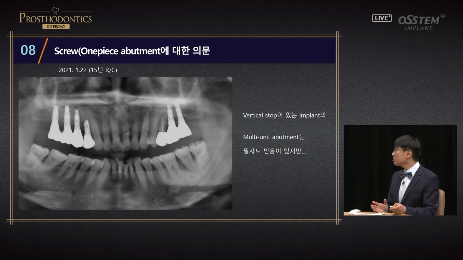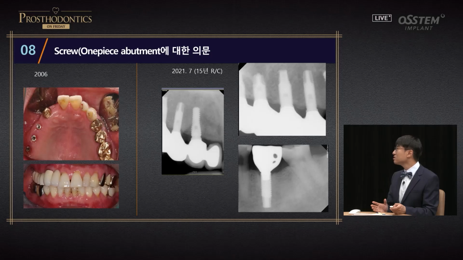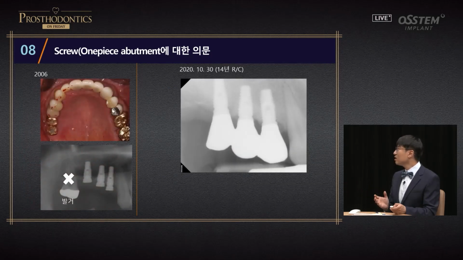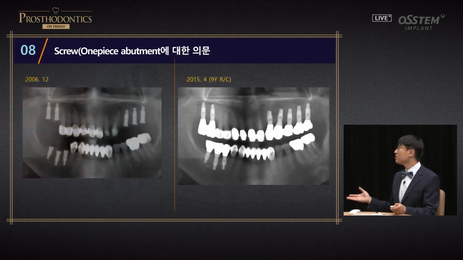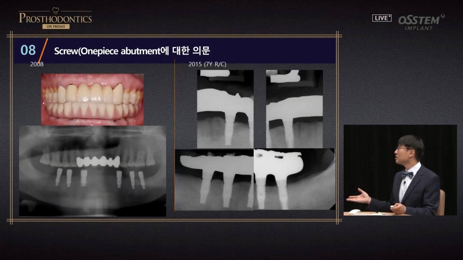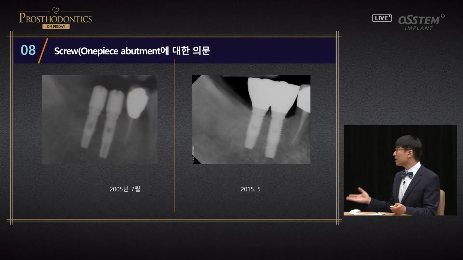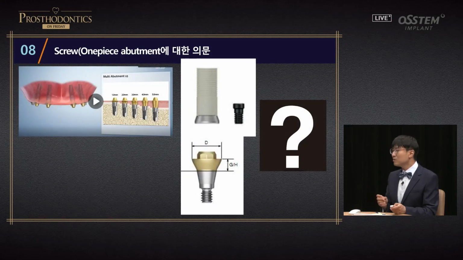When I looked at the cases I did as a resident, even after 15 years, it is well maintained. There are so many cases with over 15 years elapsed, 11 years, 9 years. If you look at these, multi-unit abutment seems quite attractive. Can you apply them in internal type as well? I want to ask you a question, Professor.